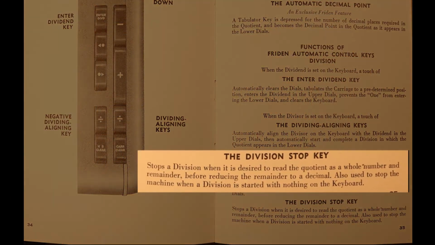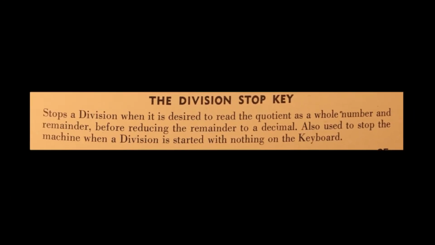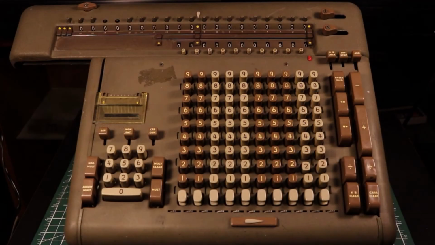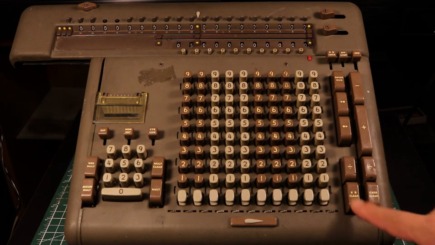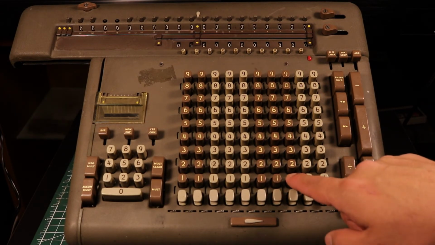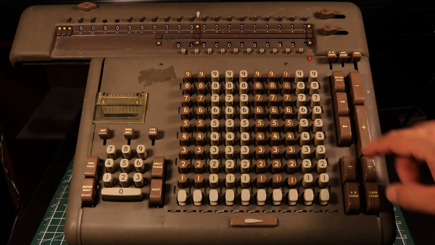You can see in the scan that the key stops a division when it is desired to read the quotient as a whole number and remainder before reducing the remainder to a decimal. Going back to our previous example, 100 divided by 30, we can see just how fast you need to act in order to successfully perform this operation.